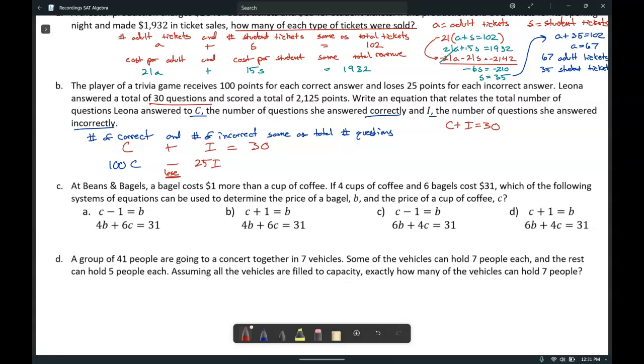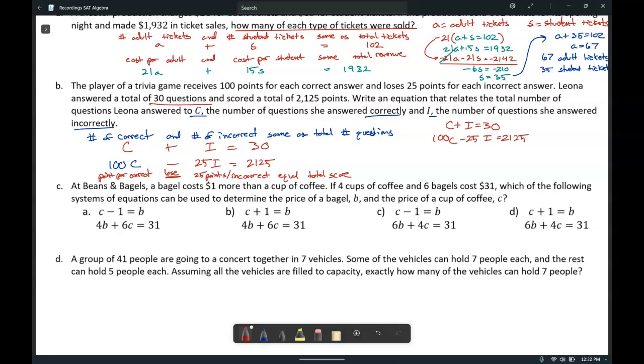And that difference has to make up the total number of points. Okay, so we gain 100 points per correct and lose 25 points per incorrect to equal the total score. So 100C minus 25I equals 2,125.